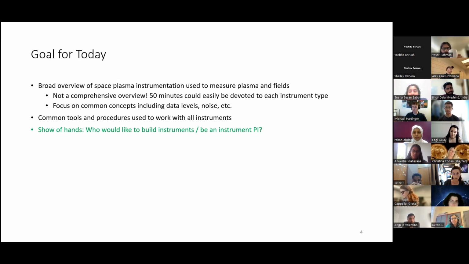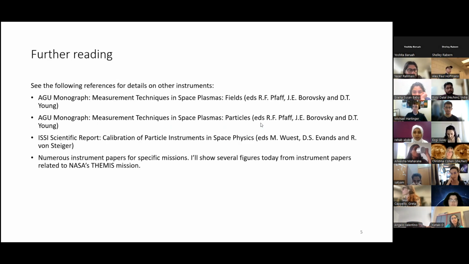I actually consider myself an observer. I've definitely worked on instrument teams and so on, but I've never really been in a lab with an oscilloscope, doing the hardware stuff. So there's definitely something for everyone in this area. Whether you're a modeler or an observer or a future PI, hopefully you'll get something out of this.